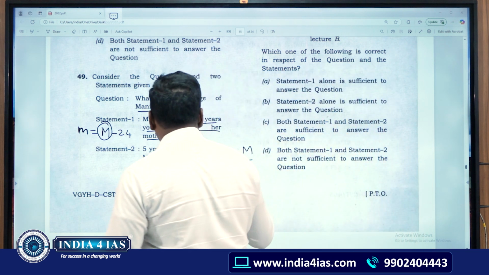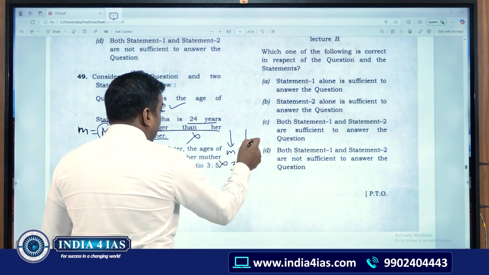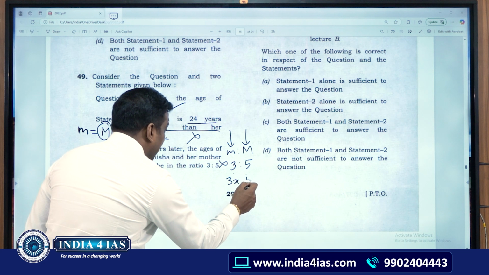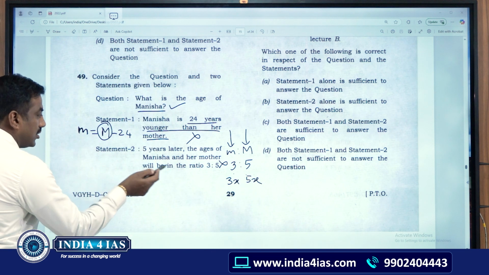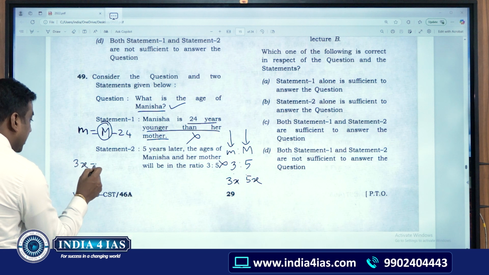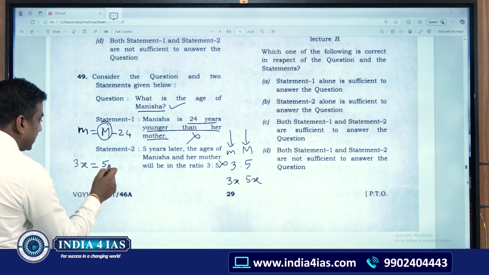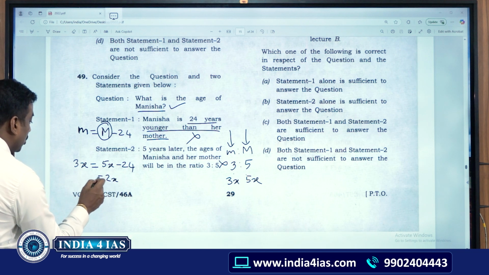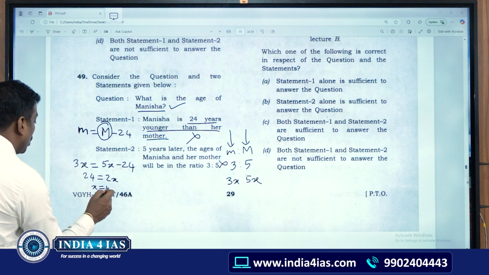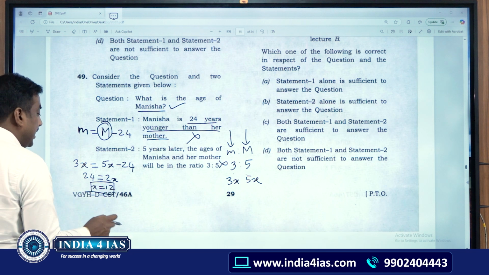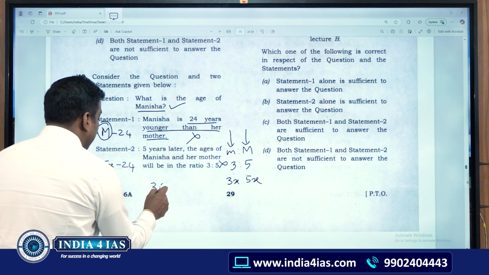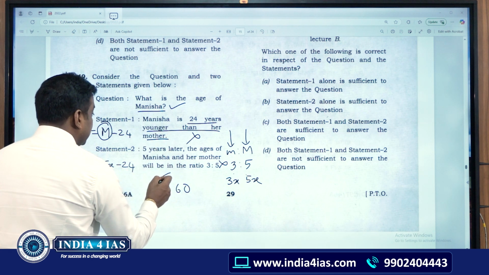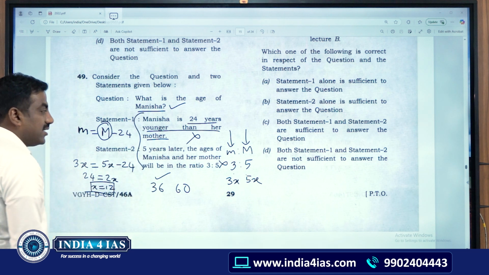So, here when we say Manisha is 3 and mother is 5, in this case what I can do, Manisha's age is 3x and mother's age is 5x. So look here. So I can substitute this. Manisha's age 3x is equal to mother's age 5x minus 24. So if I bring 3x this side, it becomes 2x is equal to 24. So x is equal to 12. In this case, 3x is Manisha, that is 36 years. Mother is 5x, 5 into 12, it is 60. So what do you want? Manisha's age is 36. Using both the statements, I can get the answer.